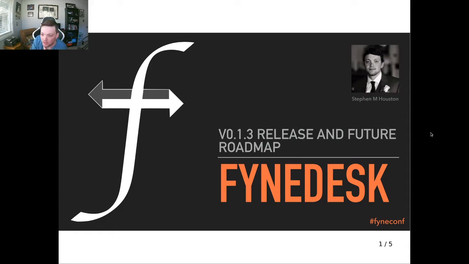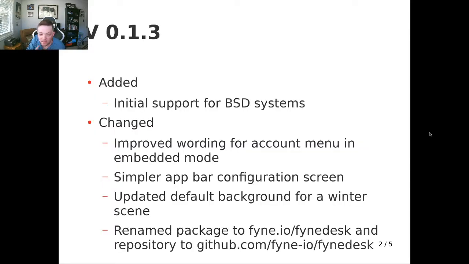Talking about what was in the 0.1.3 release. The first thing we did was we added initial support for BSD systems, FreeBSD, NetBSD, OpenBSD that are out there. Fynedesk should run and be supported on any of the BSDs, which is cool. I think I just spent a lot of time saying that this was Linux only, but BSD too.